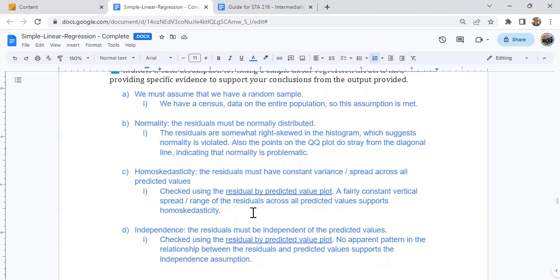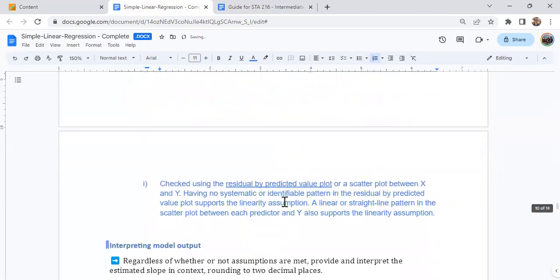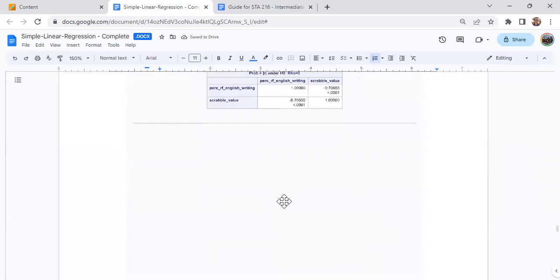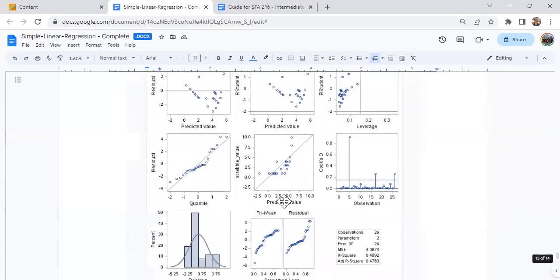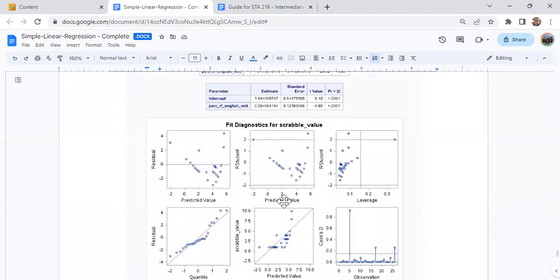Let's look at homoscedasticity, so equal variances. Again, we check this in the same way as before, looking at the residual by predicted value plot in the SAS output. And remember, we want a constant vertical spread going from left to right in the residual by predicted value plot. Is that what we have going on here? No, right? So how would we describe this pattern? V-shaped, or like fanning.